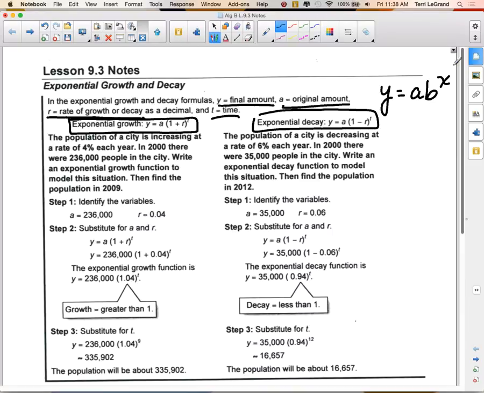Let's try something with our calculators. 236,000 times 0.04. So in other words, don't add the 1, just take it times 0.04. It's growing at 4%. Come on, folks. So just take it times 0.04. What do you get? 9,440. Okay, you guys agree? 9,440. So what does that 9,440 actually tell us?